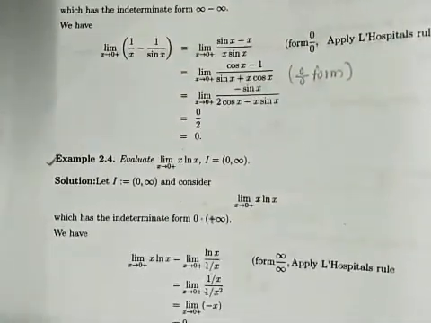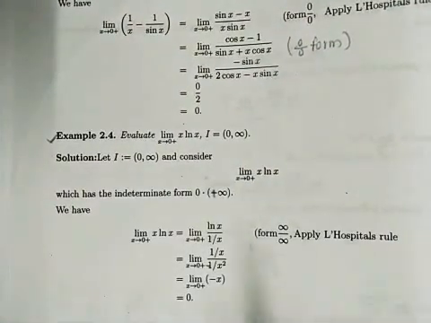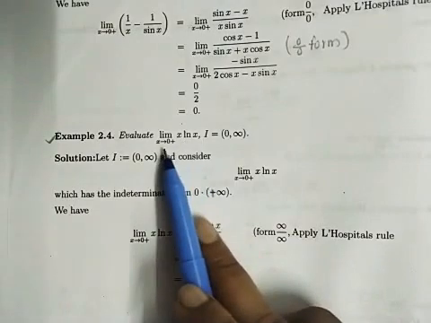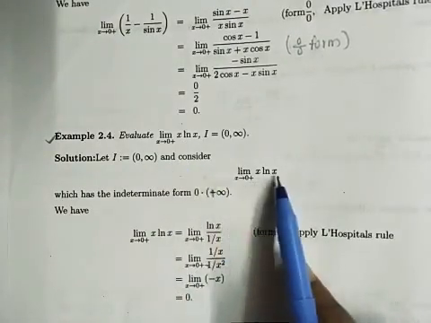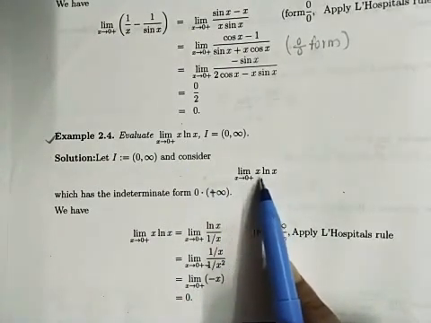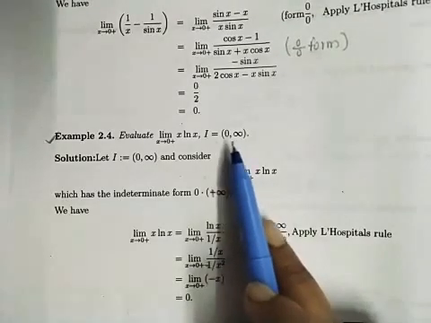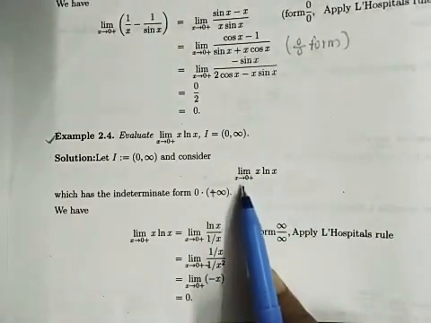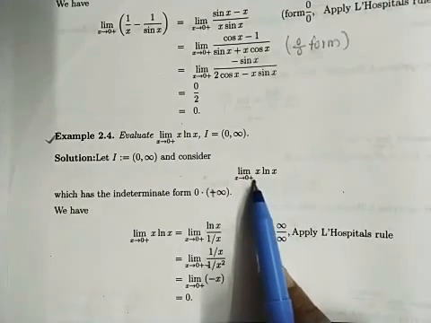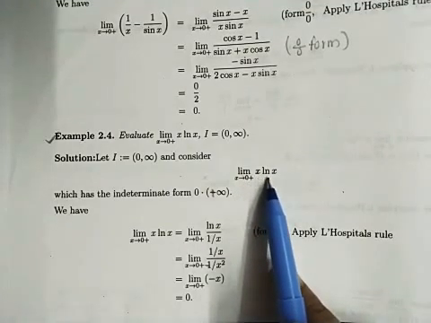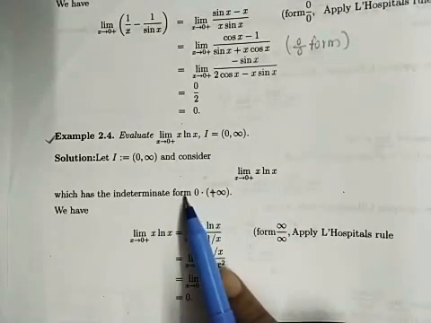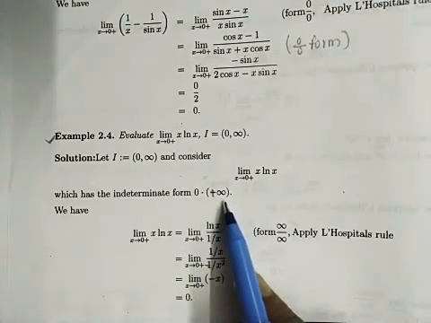In the next example, evaluate the limit of x log x as x tends to 0. If we apply the limit here, what do we get? Here the domain is 0 to infinity. X is 0 means 0 into log 0, which is infinity. So the indeterminate form is 0 into infinity.